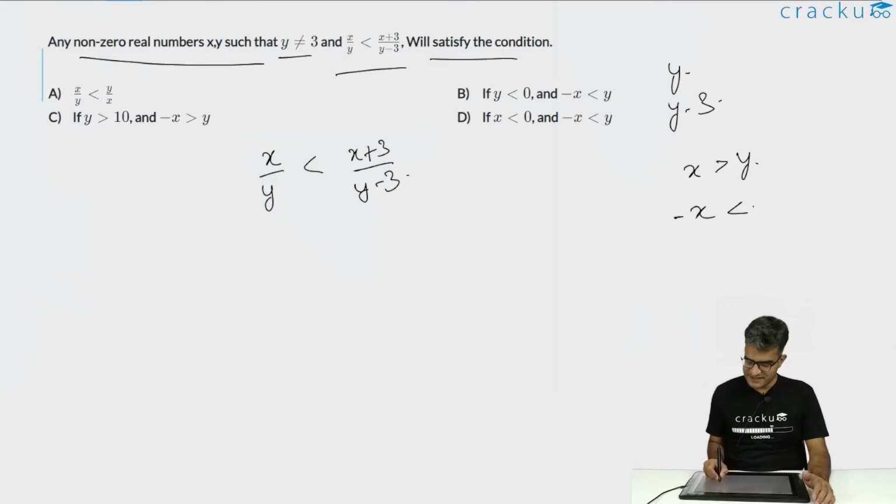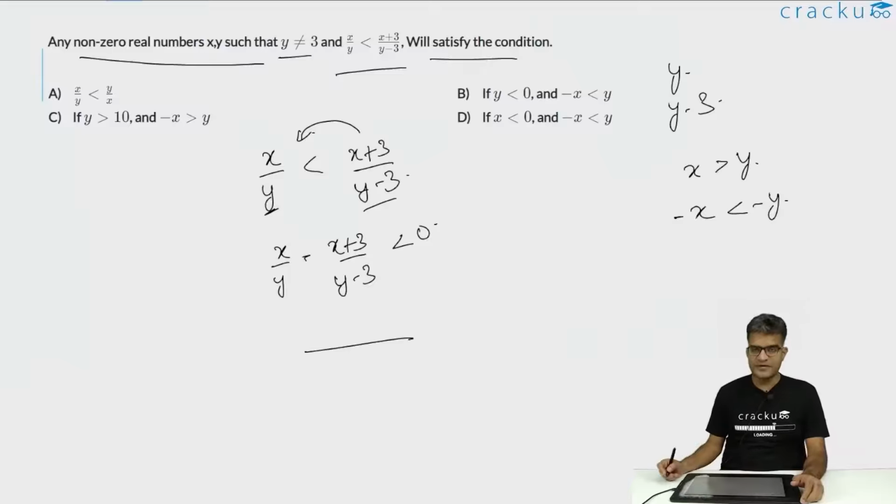So we have x by y minus x plus 3 divided by y minus 3 to be less than 0. Now if you take the common denominator as y into y minus 3, this will be xy minus 3x minus xy minus 3y is less than 0. Or essentially what we have is minus of 3 times x plus y divided by y into y minus 3 is less than 0. Now we can multiply both sides with minus 1.